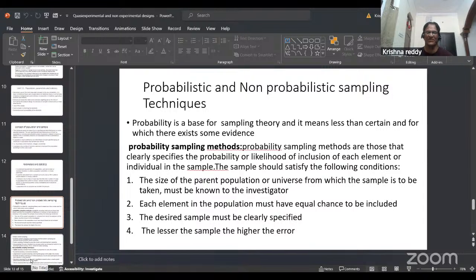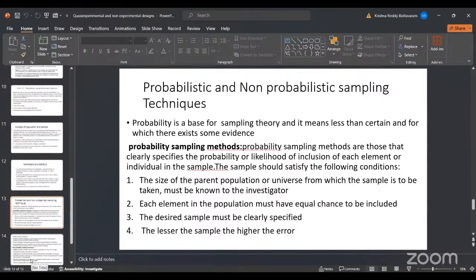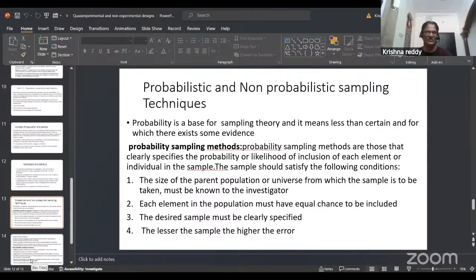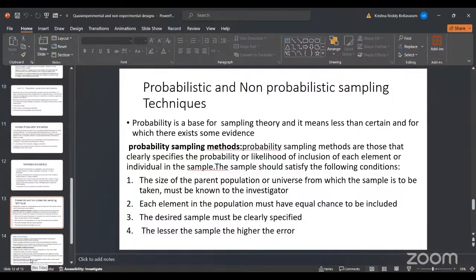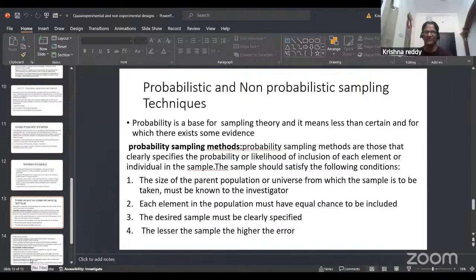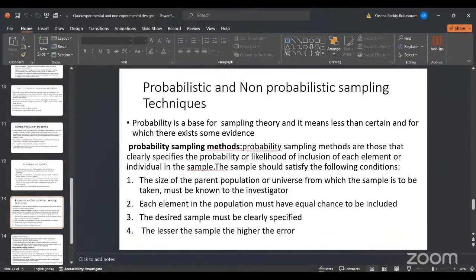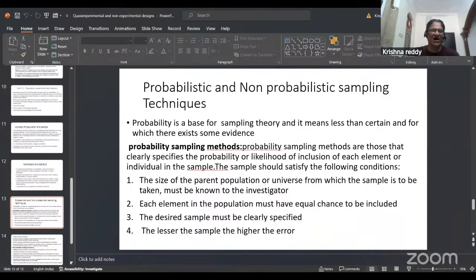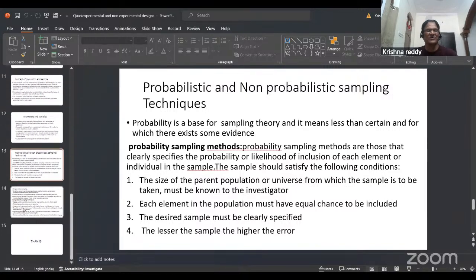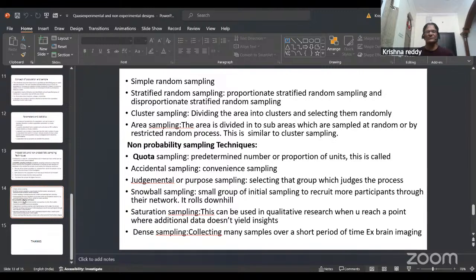Yes, sir. Suppose, for example, there are 100 members in your class. If you think there are 100 students in your class, if you collect the data from all these 100 students, there would not be any error at all. Yeah. If you collect data from everyone, what error can there be? There would not be. Error creeps in when the sample is very less.